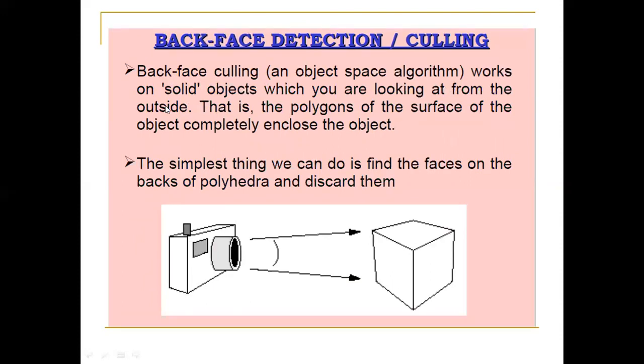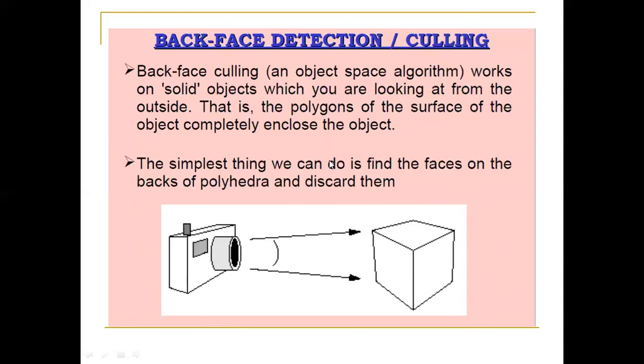As I have told, it works on solid objects, which you are looking at from outside. From outside is nothing but your camera position. This is your viewer position, and you are trying to look at the object from this particular angle, right? The part of the surface which is visible will be displayed, whereas the back face of the object you have to discard, right?